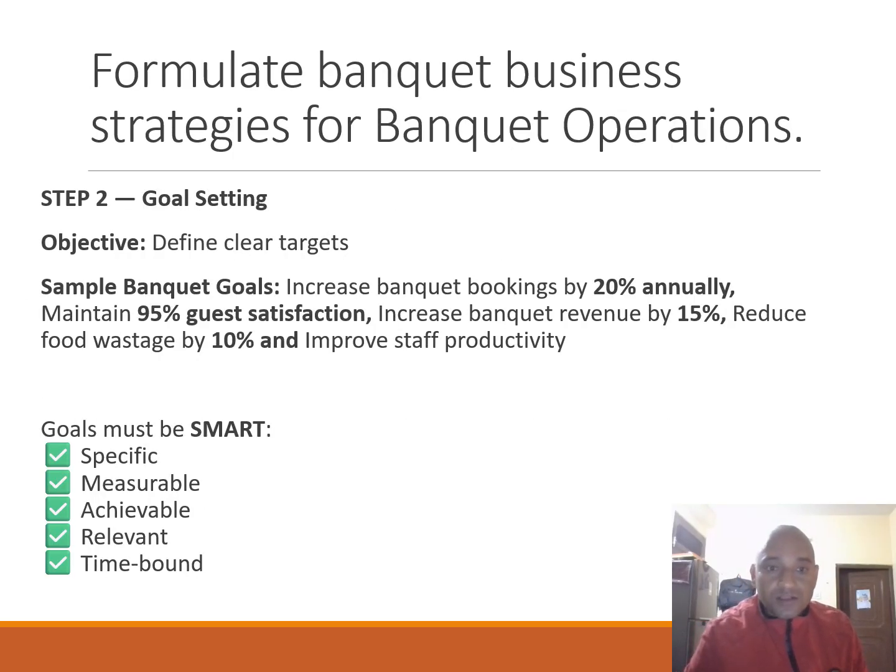Okay, so step two is goal setting. What is the objective of setting the goal? Define clear targets. Let's take sample banquet goals: increase banquet booking by 20% annually, maintain 95% guest satisfaction, increase banquet revenue by 15%, reduce food wastage by 10%, and improve staff productivity.